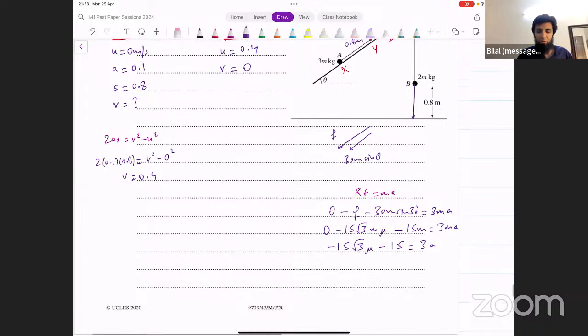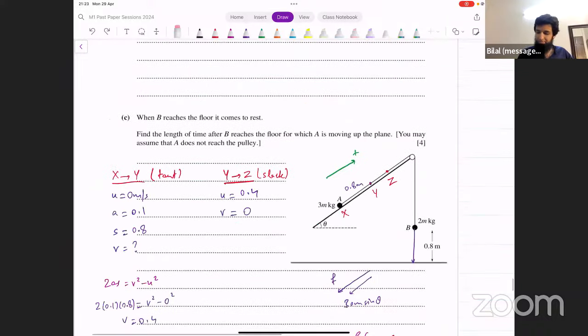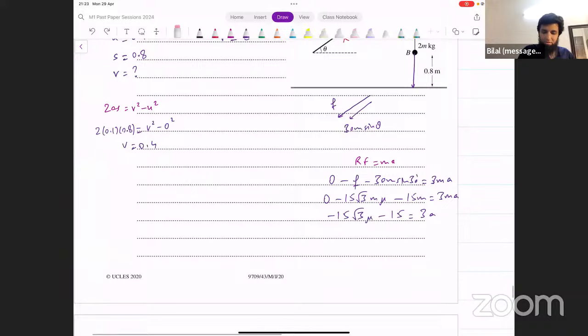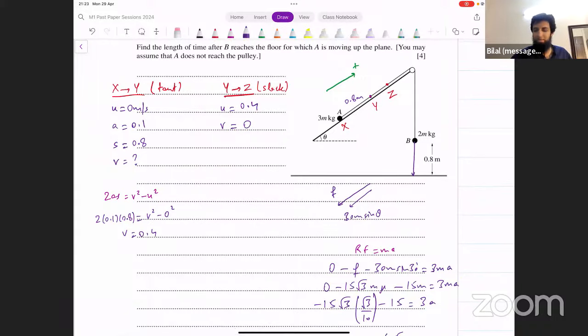In fact, we already know the value of mu. We found that in the previous part. Mu is under root 3 over 10. We can also input that here. Let's input the value of mu here as well. That was under root 3 over 10. And that is going to give you the value for acceleration. Minus 15 into 3 divided by 10, minus 15, divided by 3. Acceleration is turning out to be minus 6.5 for me. From Y to Z, this is the acceleration that I'm getting, minus 6.5.